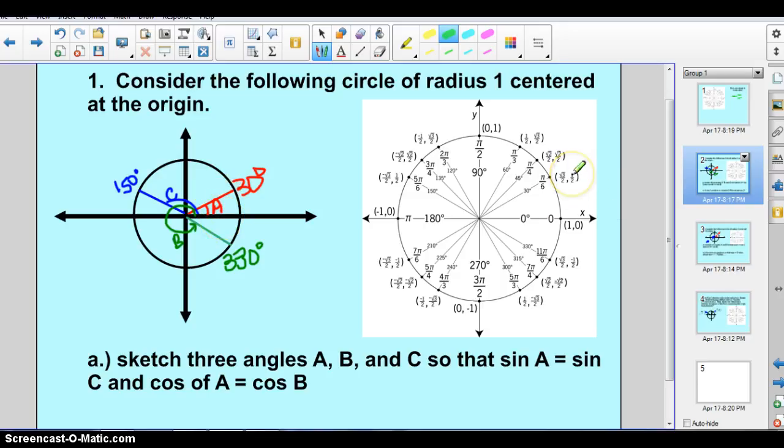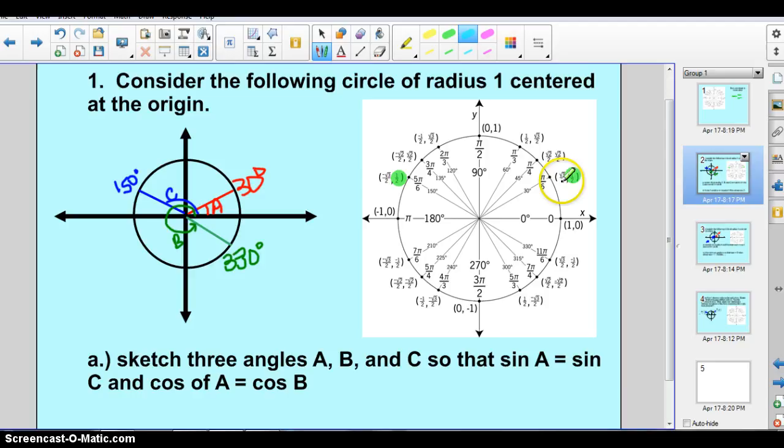So we're looking over here and we want the sine value at 30 degrees to be the same value at our C angle. If you look at the unit circle over here, we see that that occurs at 30 and 150 degrees. Okay.